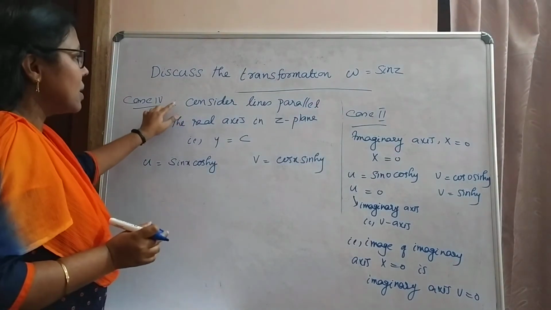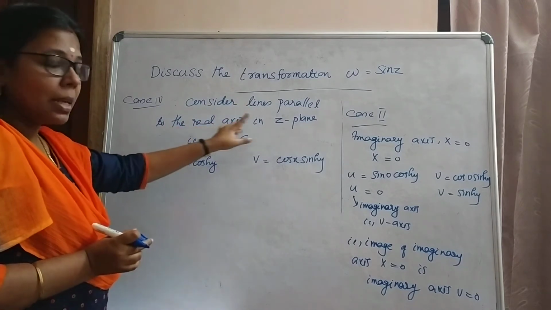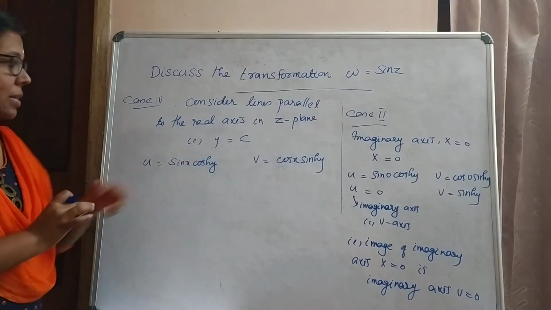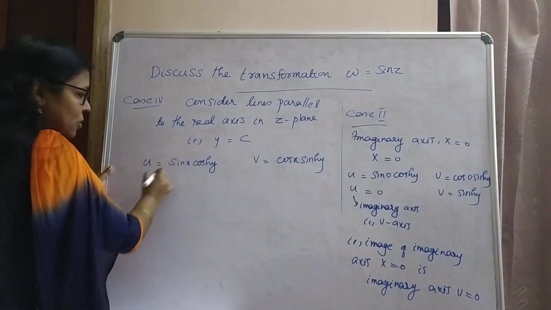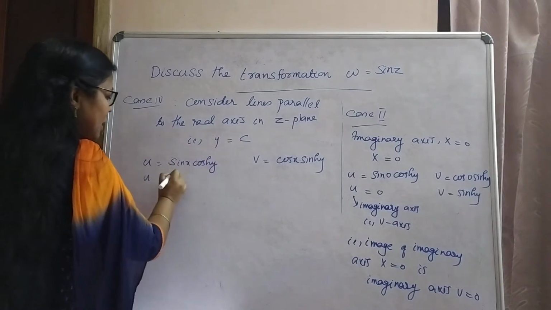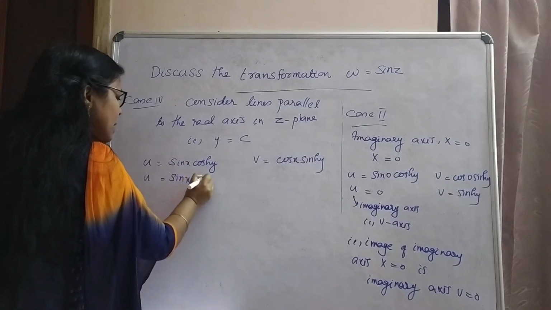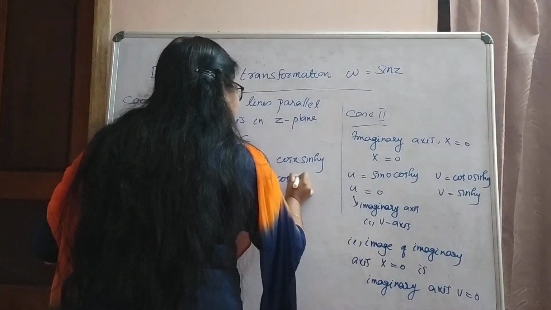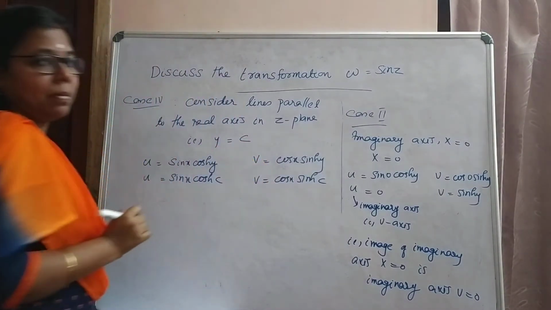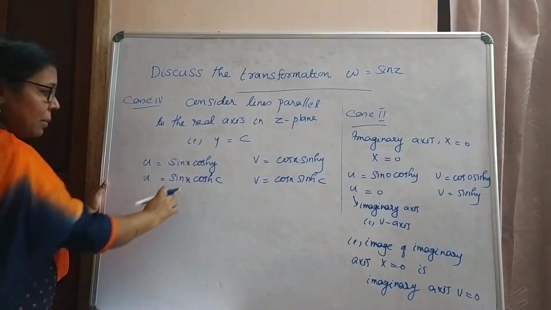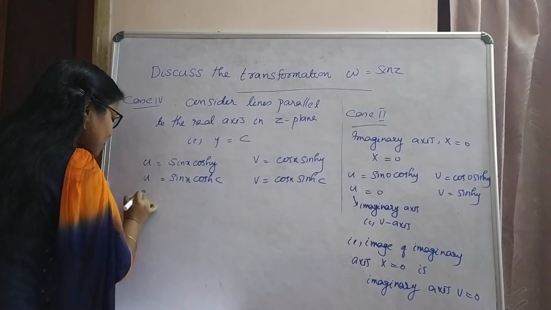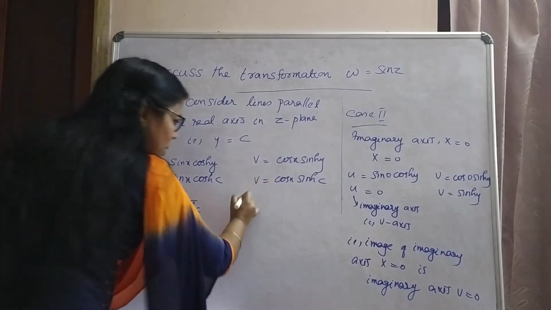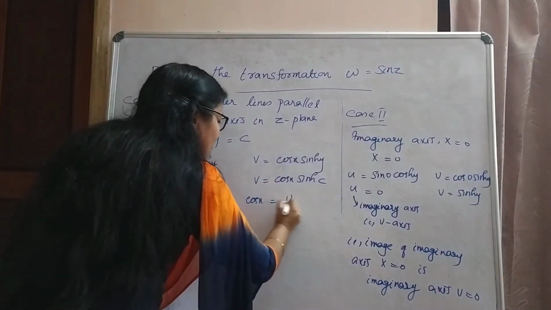Now case 4 is to consider a line parallel to the real axis in the z plane, that is y equal to c. Y equal to c is a line parallel to the real axis. U is sin x cosh y, so with y equal to c, u equal to sin x cosh c. Also v equal to cos x sinh c. From these two equations, we have to eliminate x. That is, find sin x from here. Sin x equal to u by cosh c. From here, cos x equal to v by sinh c.